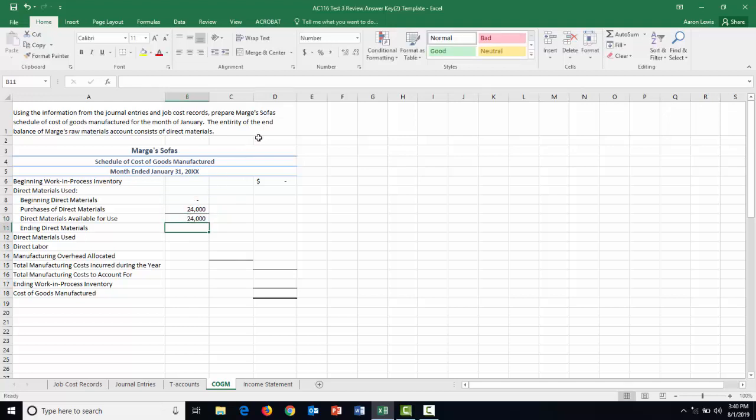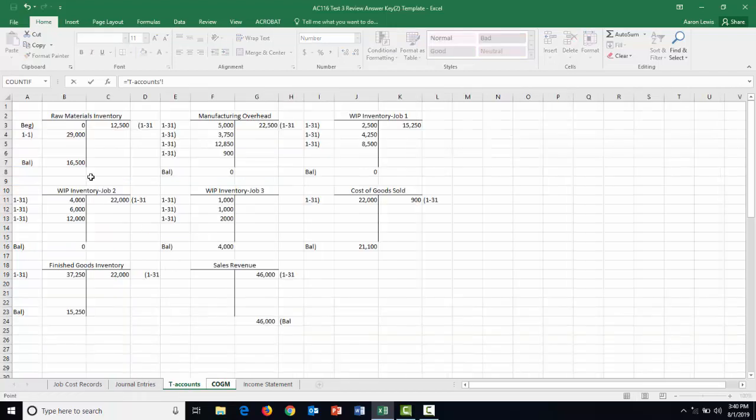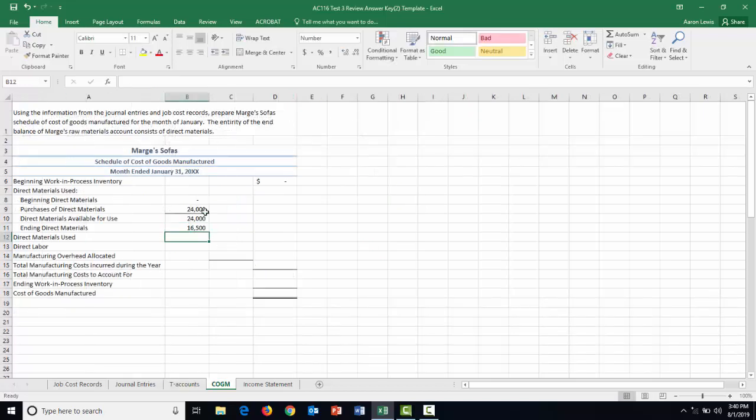Last line here says the entirety of the end balance of Marge's raw materials account consists of direct materials. That makes it easy. We can just hit equals, go to our T accounts, and take the balance of our raw materials inventory, which is $16,500. So to figure out the amount of direct materials used, this should be negative. So let's go after equals and just throw in a negative sign to flip this over. There we go.